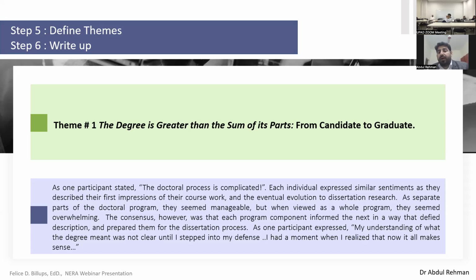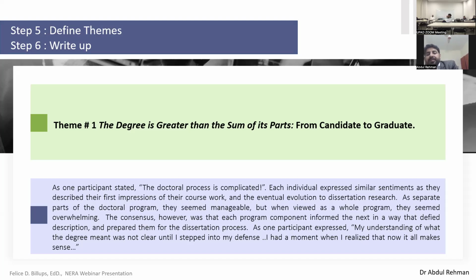So how would we write the report? We would use some of their quotes in our report to make the analysis or the report rich. For example, when I am writing, I would say, "As one participant said," inverted comma, "the doctoral process is complicated." That line, as it is, we quote them. So this line is from the participant.